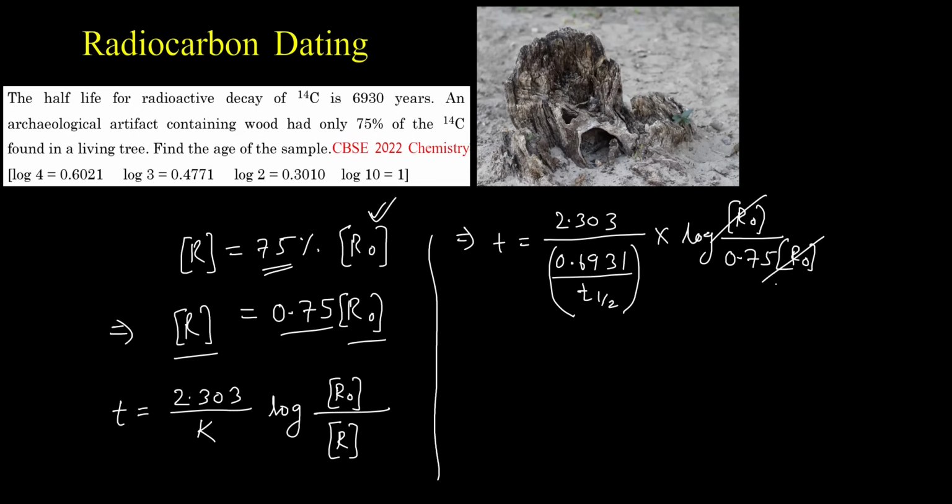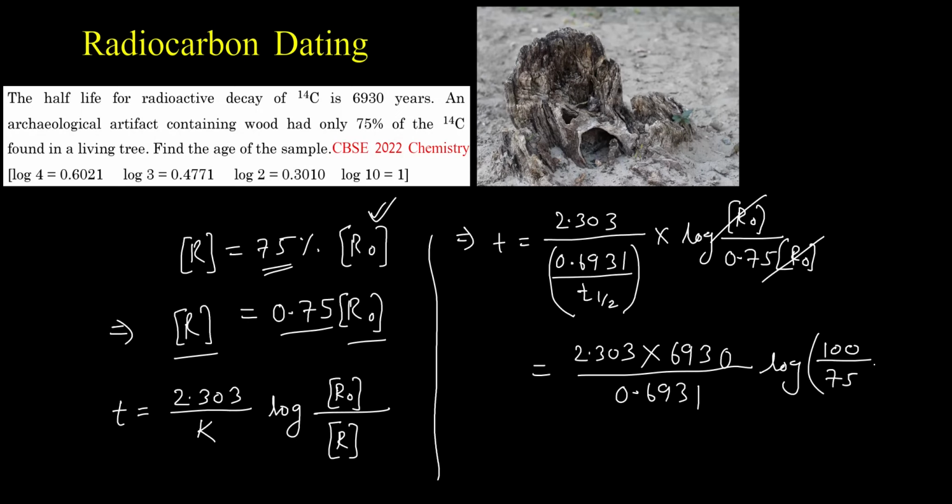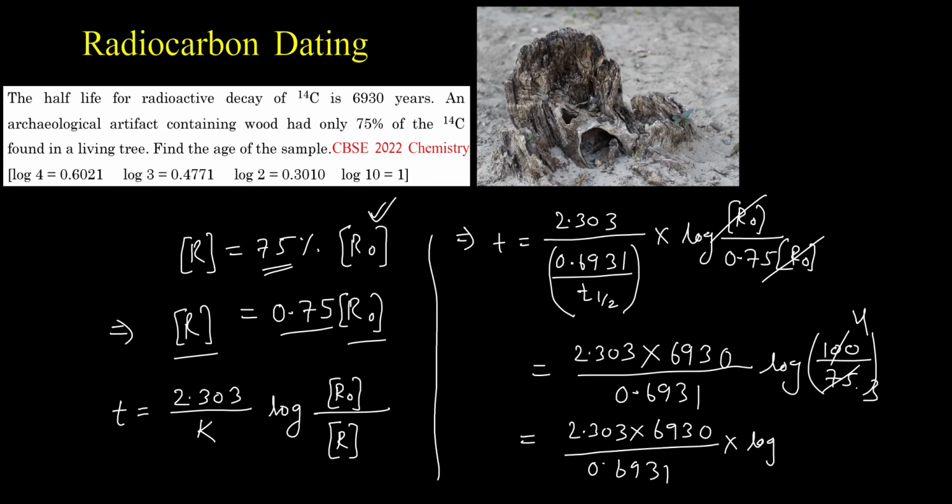So from here the R naught will get cancelled, and let's put the values: 2.303, and t half will come into the numerator, and let's put its value, that is 6930 years given, divided by 0.6931, and it will be log of 1 upon 0.75, that can be written as log of 100 divided by 75, and this can be cancelled, like 25 4s are 100 and 25 3s are 75. So basically this is 2.303 into 6930 divided by 0.6931 into log of 4 upon 3, that can be written as log 4 minus log 3.